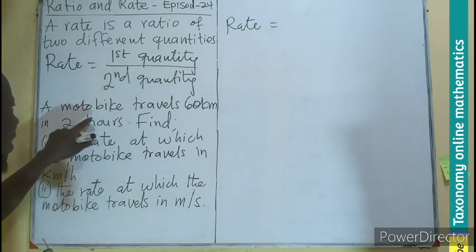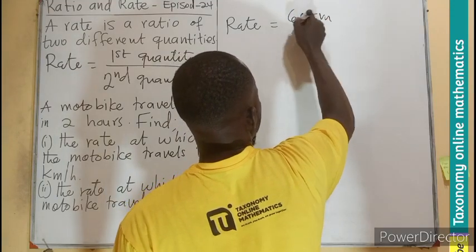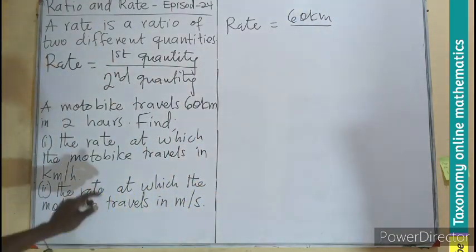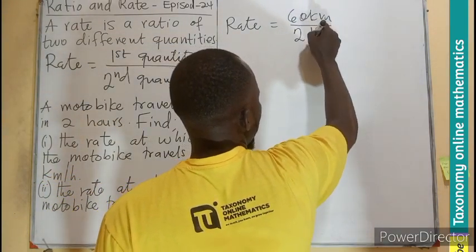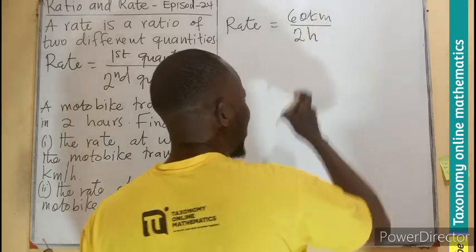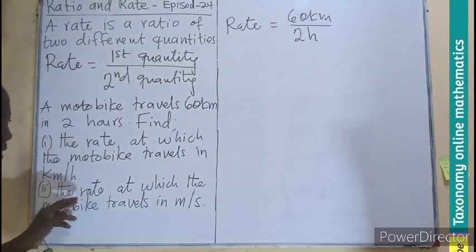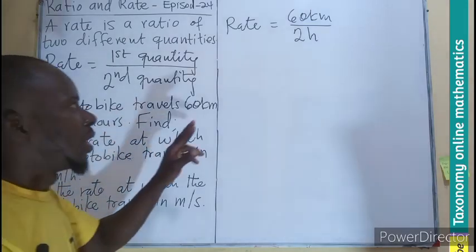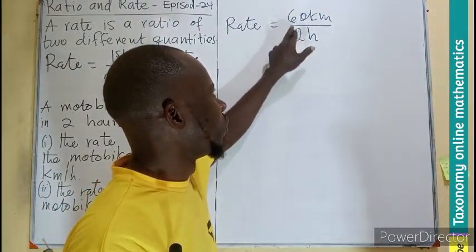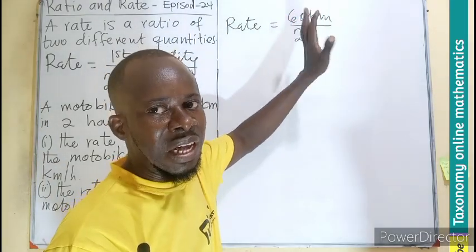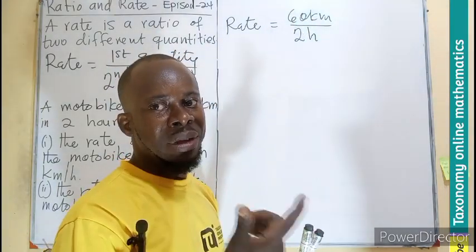So the first quantity in this case is going to be 60 kilometers. Then the second quantity is going to be 2 hours. Let's use h to represent the 2 hours. We are not going to change any of the units because we are to calculate in kilometers per hour, meaning kilometers divided by hours. So we divide the constants, maintaining the unit. So 60 divided by 2 will be 30.